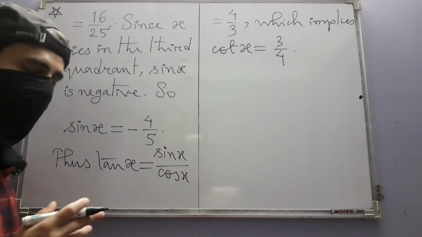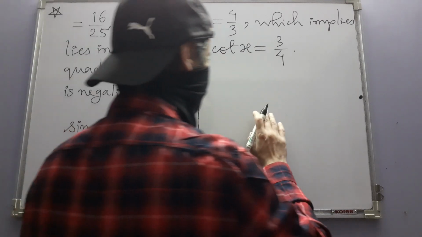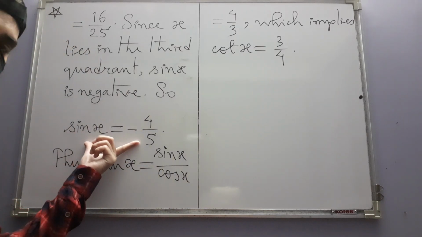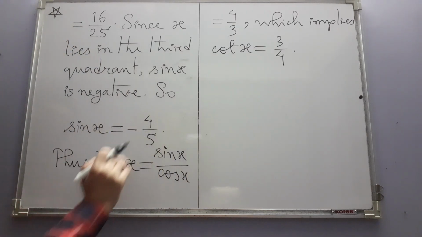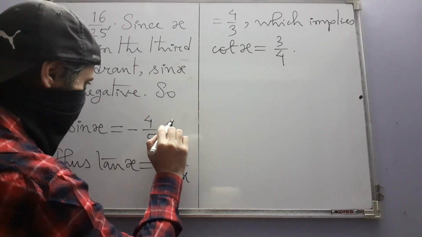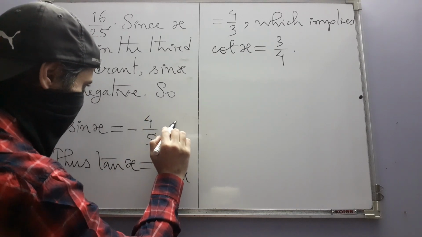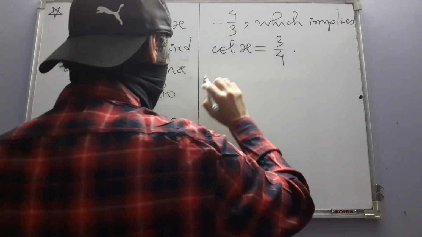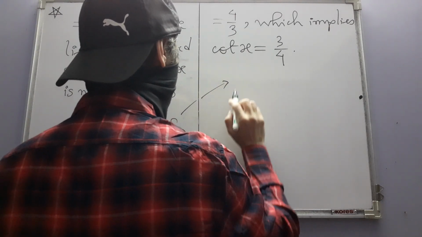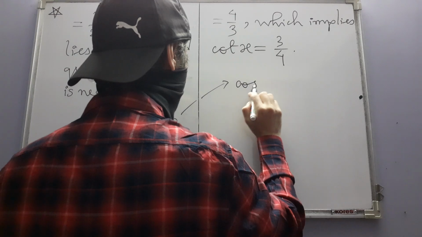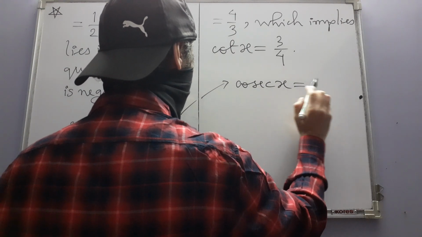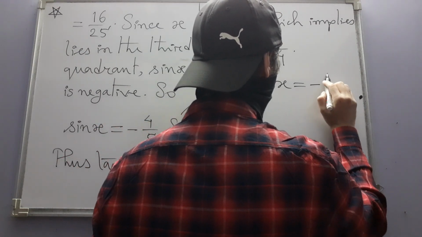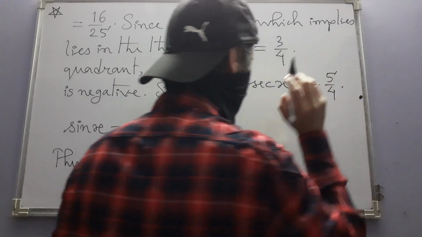Oh, and I think we forgot cosecant x also, no? Actually, we should have found cosecant x after finding sin x itself here. You can in fact write it after this, you can write it here itself. So, let me continue from there. So, cosecant x, which is just the reciprocal of sin x, has the value minus 5 over 4.